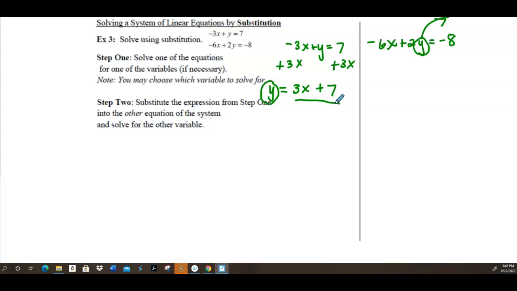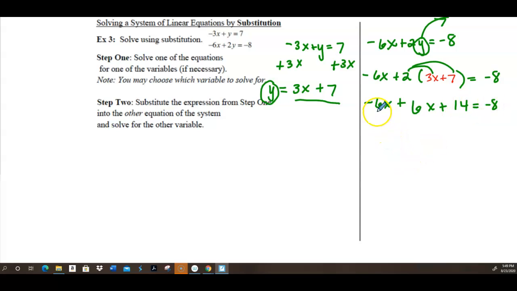So 3x plus 7. So over here we have negative 6x plus 2, and in is going to come my sub, 3x plus 7. I was trying to put my sub in a different color. 3x plus 7 equals negative 8. And you're always going to have everything in one variable now. So we'll simplify negative 6x plus, and then make sure you distribute the 2, 6x plus 14 is equal to negative 8.